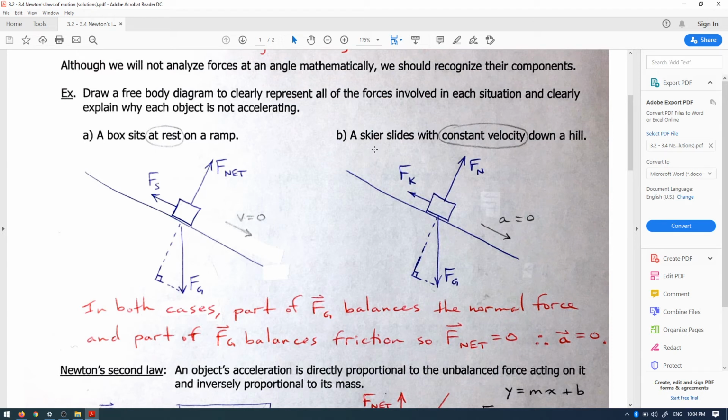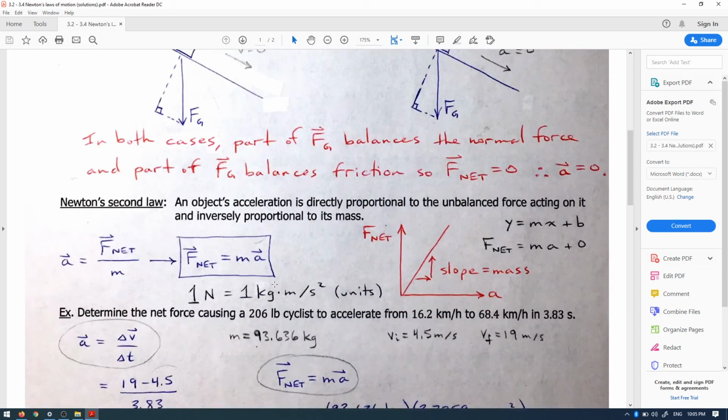Now, I have another scenario where I have a skier, and the skier slides down with constant velocity down a hill. In part A, I have a constant velocity of 0. In part B, I have a constant velocity that's not 0. And in this case, the only difference between these two diagrams is that this has Fs, this has Fk, and that's because the skier is moving and the box is not. So in both cases, you get a balance, which means F net is 0 and A is 0 as well.